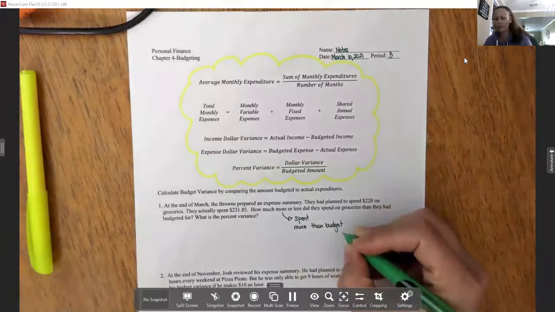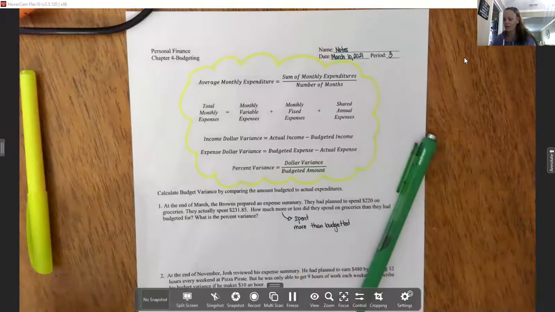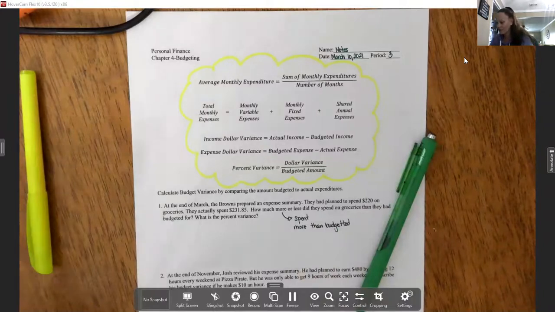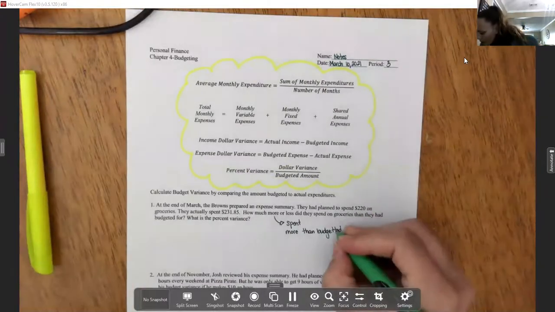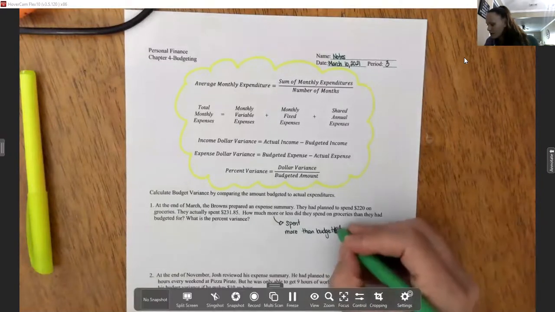Budgeted has 2 T's, I think. Nope, that looks funny. 1 T. It's got to be 1 T, right? Yeah, just 1 T. That looks funny. I thought so. Sorry. Well, we'll just say budget, because that looked funny when I tried to fix it.